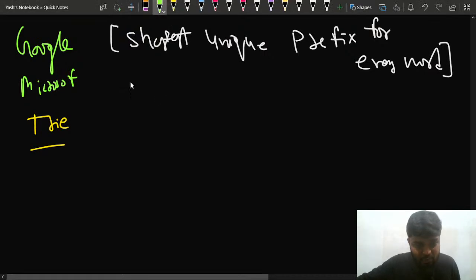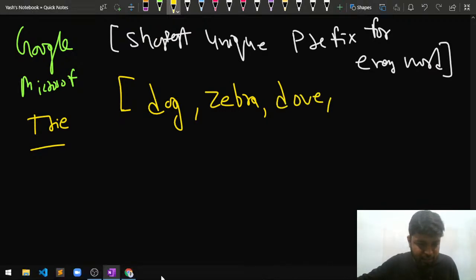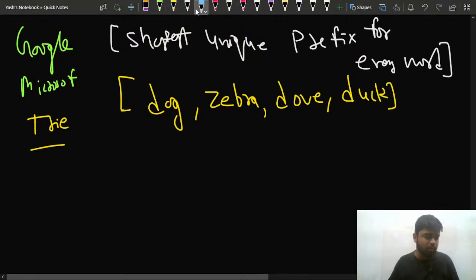Now in this problem, if I give you some words, let's say I give you dog, I give you zebra, I give you dove, and I give you duck, right? All these are animals. Basically, maybe the problem setters have some love for animals. Okay, so what you have to do in this problem is represent each word. You have to represent dog, zebra, dove, and duck, each with a unique prefix, right?